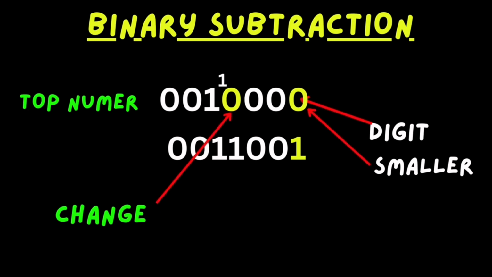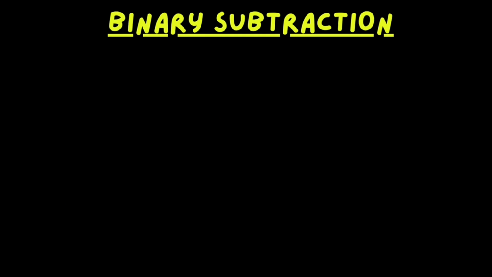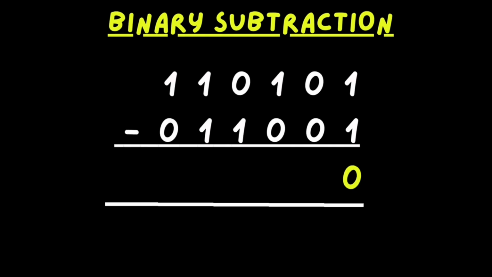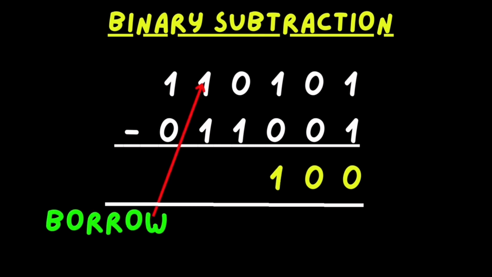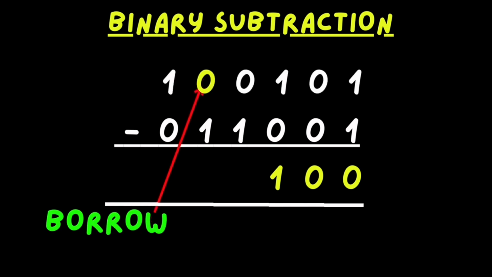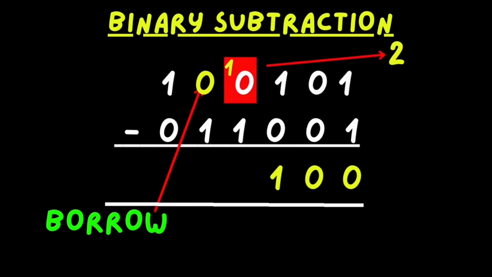Let's go through our example step by step. Starting from the right, we have 1 minus 1 equals 0, 0 minus 0 equals 0, 1 minus 0 equals 1, 0 minus 1, we need to borrow. We borrow from the next column, which has a 1, turning it into a 0, and our current column becomes 10, which is 2 in decimal, minus 1 equals 1.